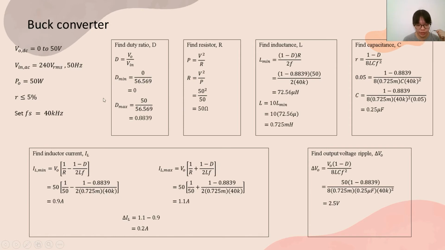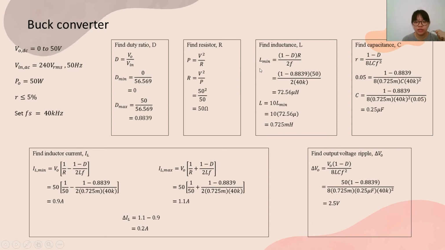Then we can find the duty ratio by V out divided by V in, and we will get the minimum duty ratio is 0 and the maximum duty ratio is 0.8839. To find the resistor, we use the equation of the power, which is V squared divided by resistor, and we rearrange the equation. We can find the resistor is equal to 50 ohm.